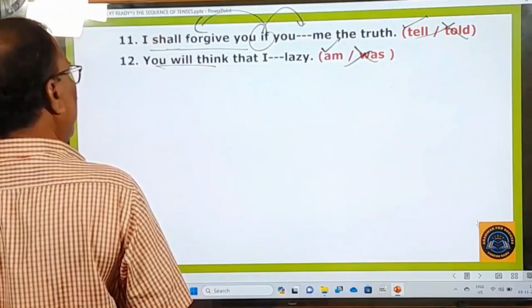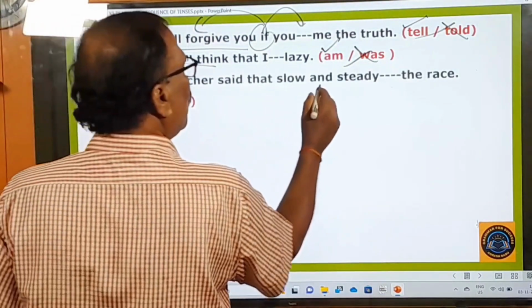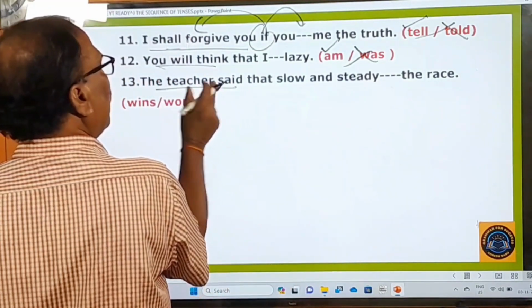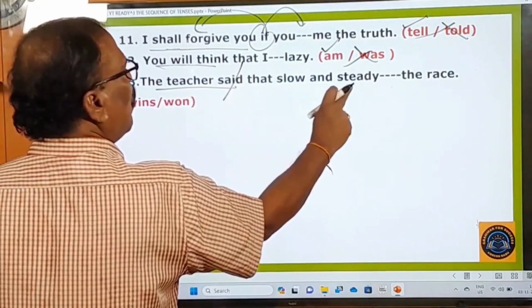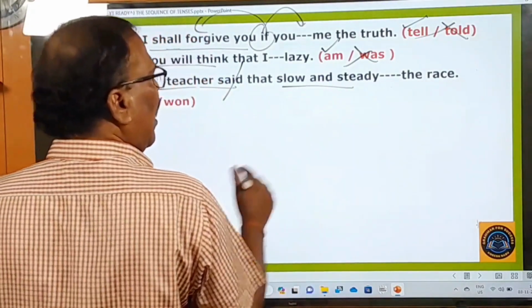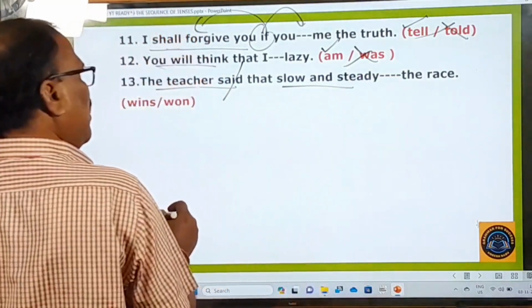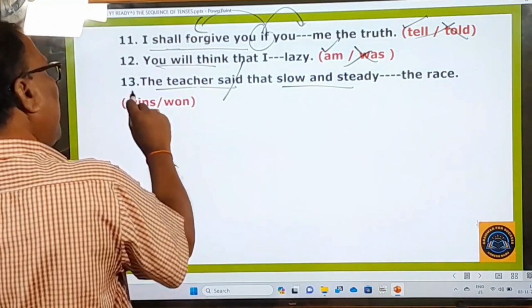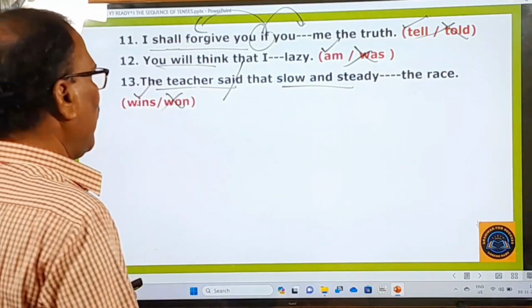I was not. The teacher said that slow and steady ___. The teacher said, again it's a main clause, this is the subordinate clause, and here this is a universal truth, and that's why it should be put in the present tense. Okay, what is the present tense? Wins or won? Wins is the present tense, won is the past tense. That's why that must be there.